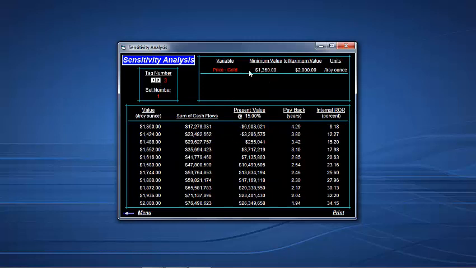Not quite as sensitive either to the price of gold, making money all the way through $1,360 to $2,000 per ounce. And our development cost has very little impact on the overall project net present value.